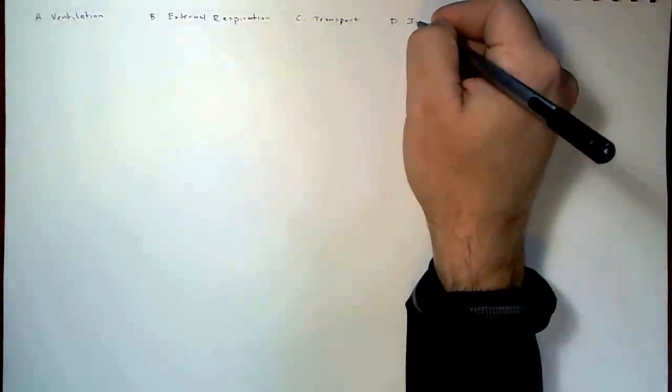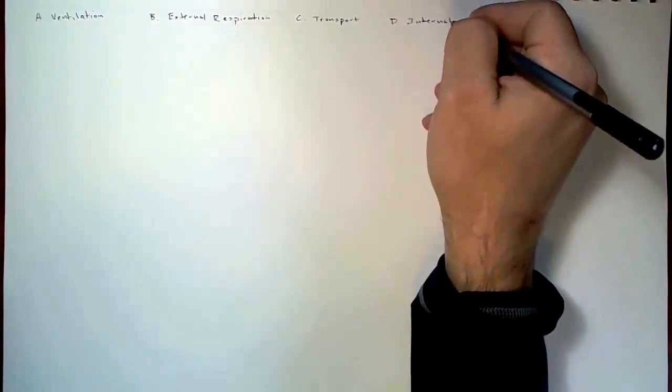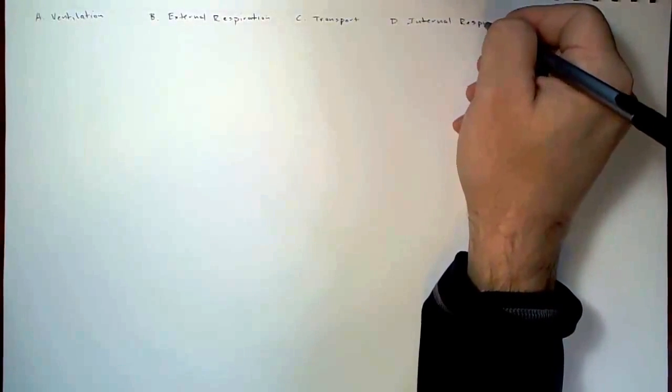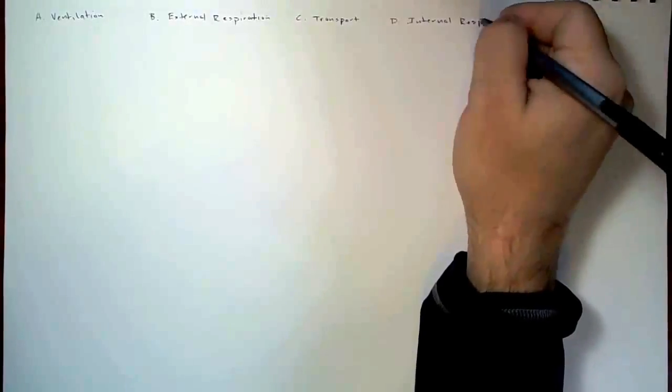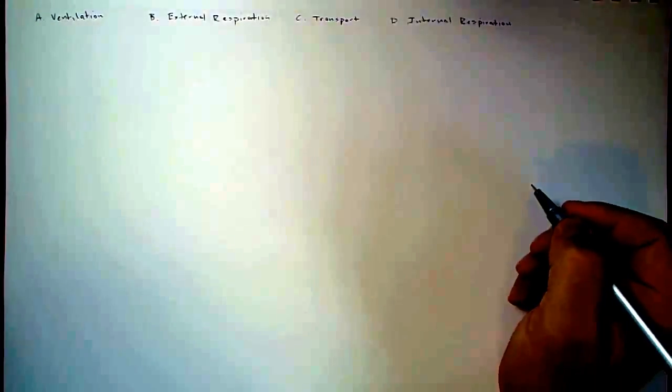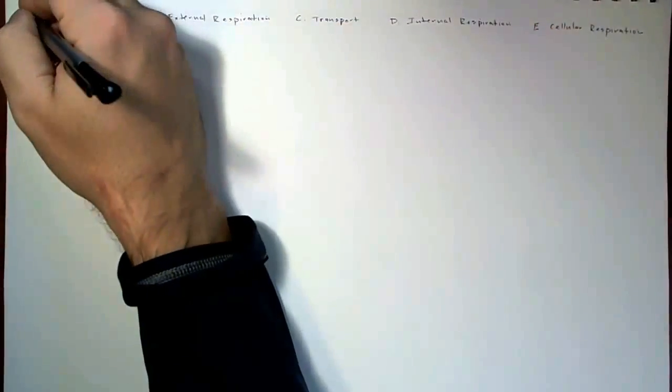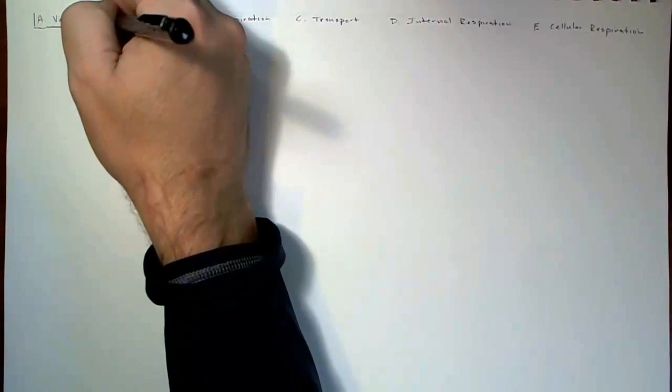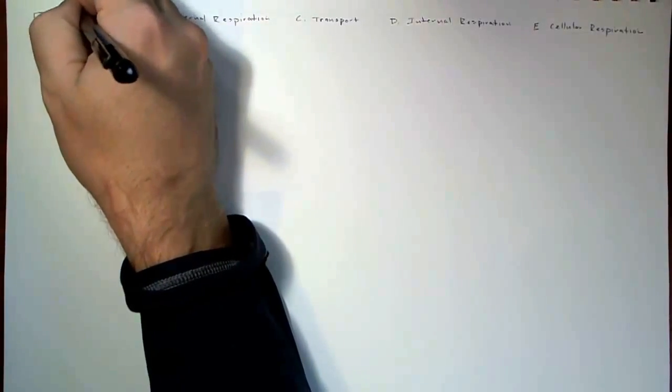You then have to do something called internal respiration. And that is where you have to get the oxygen out of the blood and off the hemoglobin and into the tissues, specifically also into the cells, because in the cell you have to do cellular respiration, where the mitochondria are going to use that oxygen to make ATP, the cell's energy. This first video is just going to cover ventilation, and we're going to talk about the steps that affect ventilation.